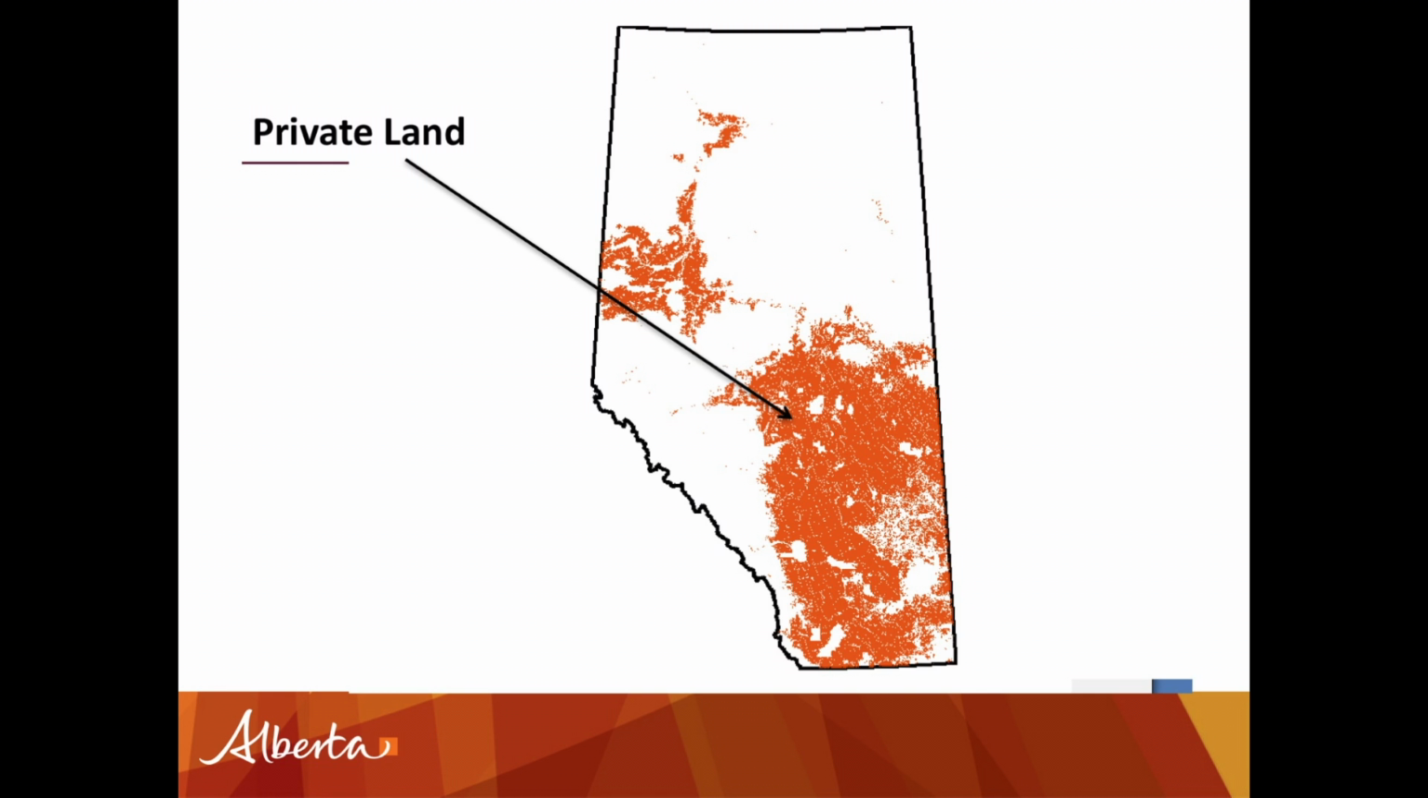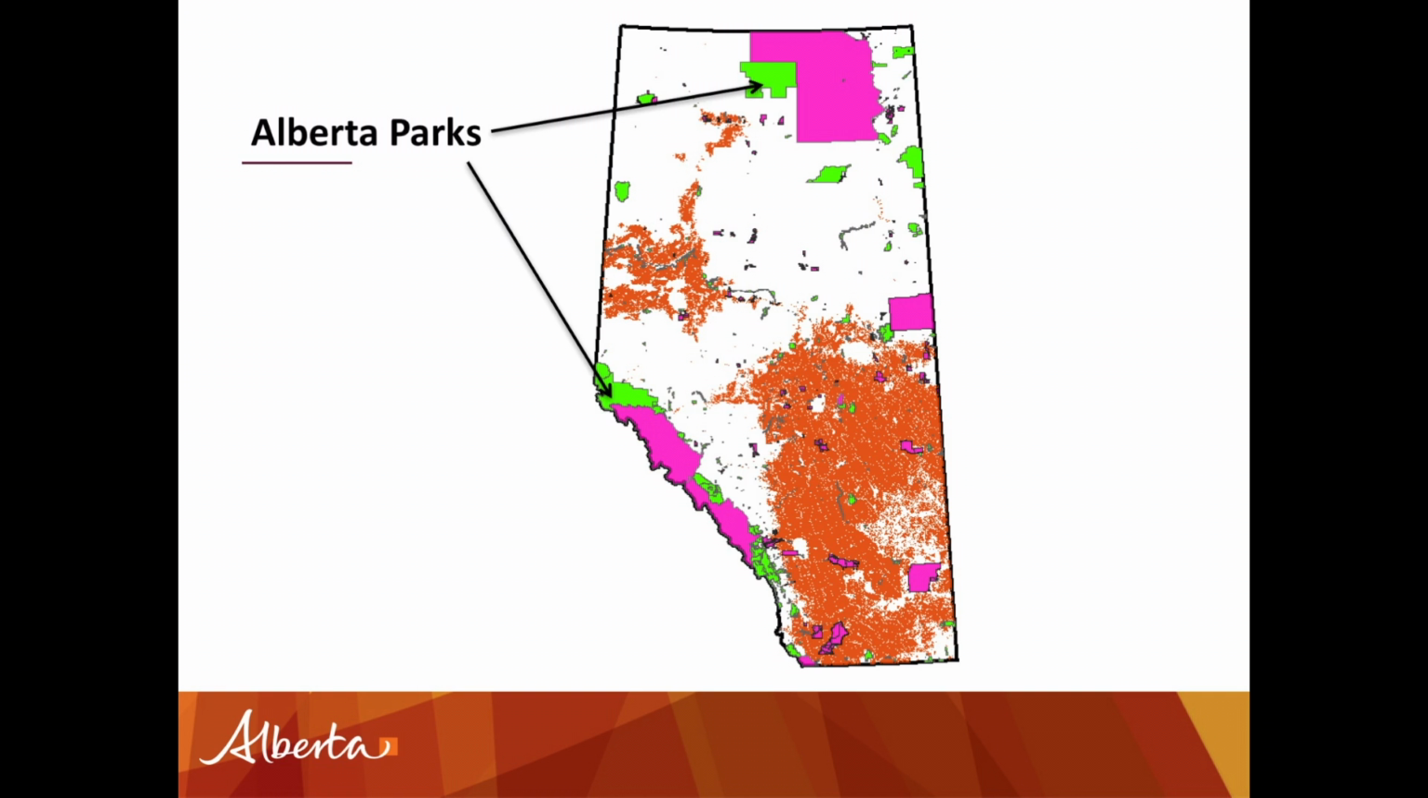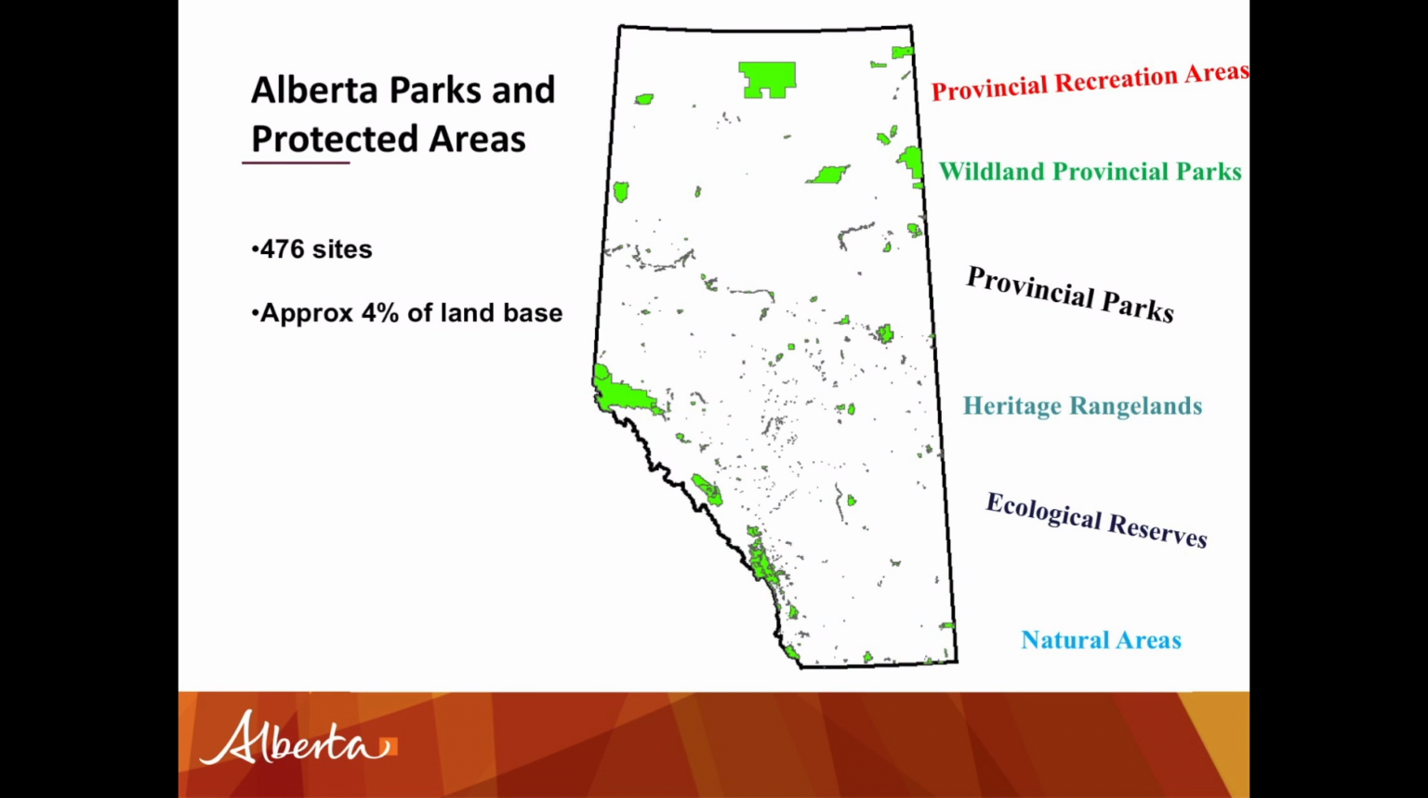Here's our private land layer. Then we throw in the federal lands, and this is where we can throw in our national parks like Banff and Jasper. Then we have my layer, yay, Alberta Parks. This is us, Alberta Parks and Protected Areas. The rest of the white is all the Crown land under the Public Lands Act. So this is the layer I'm talking about today.